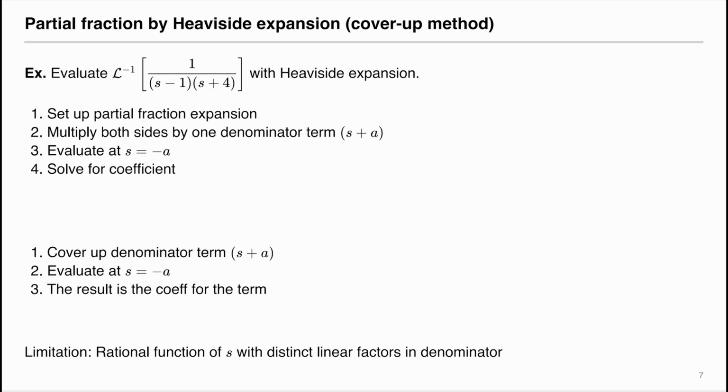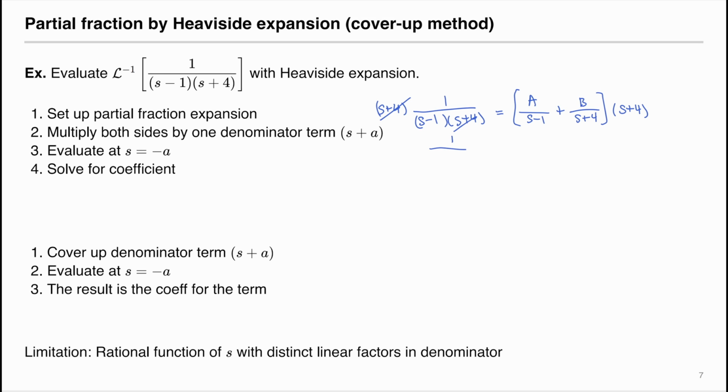Let us finish up the problem by identifying the coefficient for the second term. So we first set up the partial fraction expansion: 1 over (s minus 1)(s plus 4) equals A divided by s minus 1 plus B divided by s plus 4. And then to get the second term's coefficient, we multiply both sides by s plus 4, and then cancel out things.